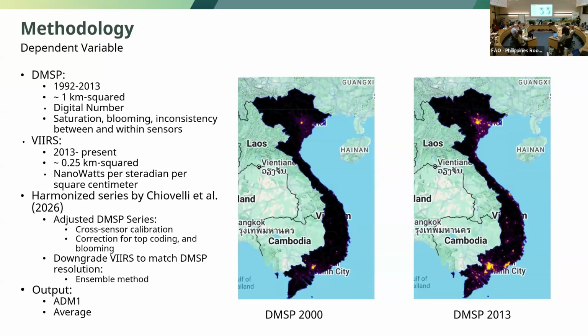Now we use nighttime light as our proxy for economic activity. As you can see in 2000, the brightest areas concentrate in the economic hubs of Vietnam, which is Hanoi in the north and Ho Chi Minh City in the south. And over the years, these economic hubs become brighter and also expand. There are two original nighttime light composites. First is DMSP, starting from 1992 at around 1 square kilometer resolution. The measurement unit is digital number.